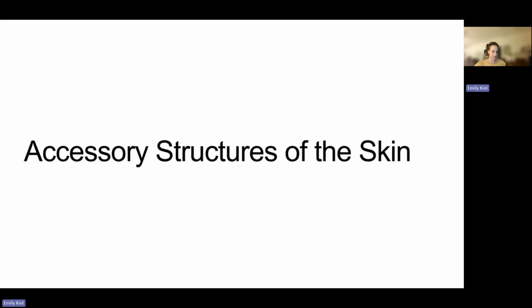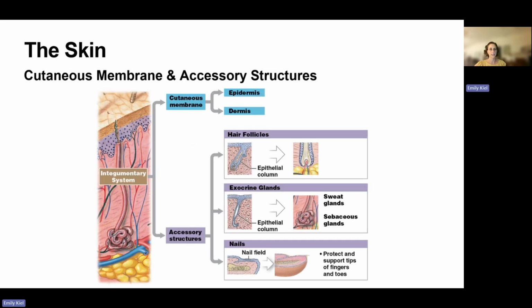So let's look at some accessory structures of the skin. We've looked at our cutaneous membrane, and now we're going to look at the accessory structures. Those are our hair follicles, our exocrine glands, and our nails.